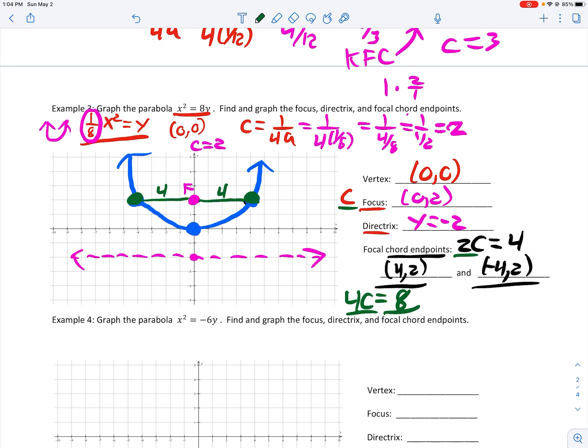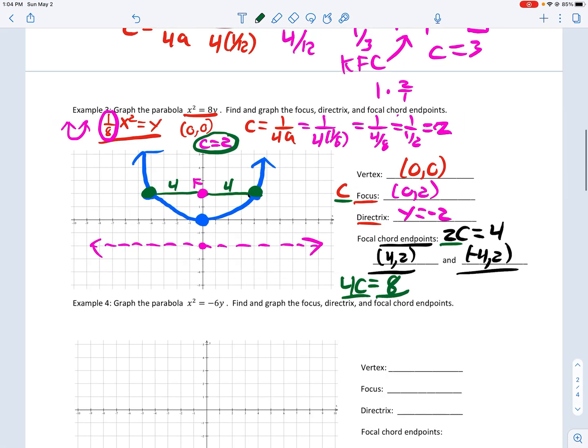So c, 2c, and 4c come into play a lot. You have to know the vertex. You have to know c, because everything is based off of that focal length, the distance from the vertex to the focus. That's how you find your other 2 points, how you find the focus, and how you find the directrix. So a key part is finding c.